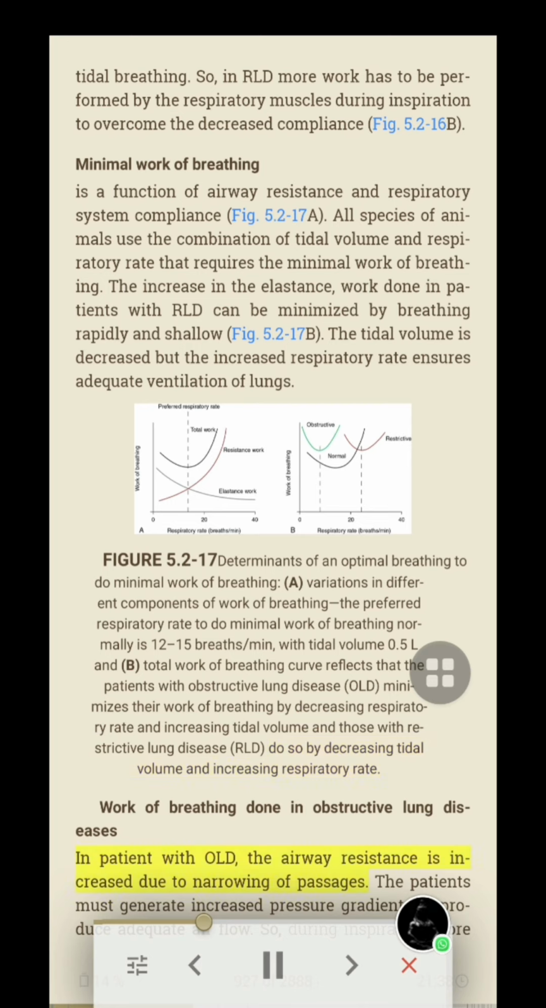Work of breathing done in obstructive lung diseases. In patients with OLD, the airway resistance is increased due to narrowing of passages. The patients must generate increased pressure gradients to produce adequate airflow. So, during inspiration, more work by respiratory muscles is done to overcome the increased non-elastic resistance.